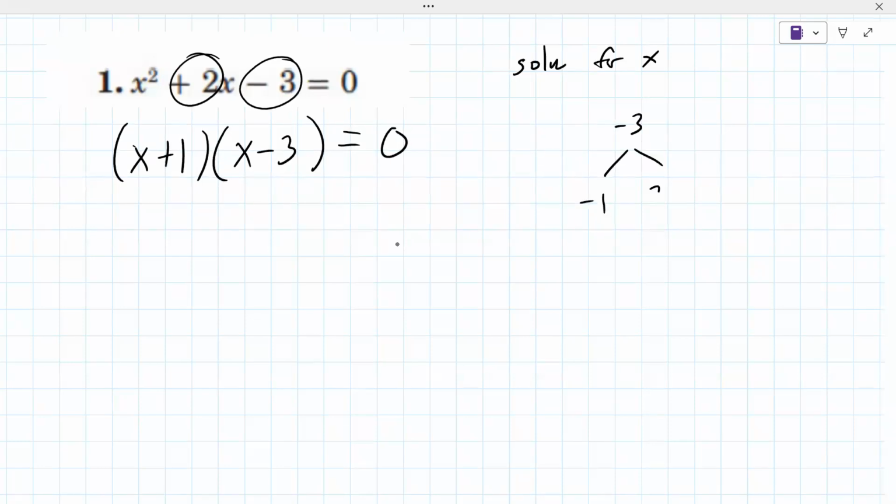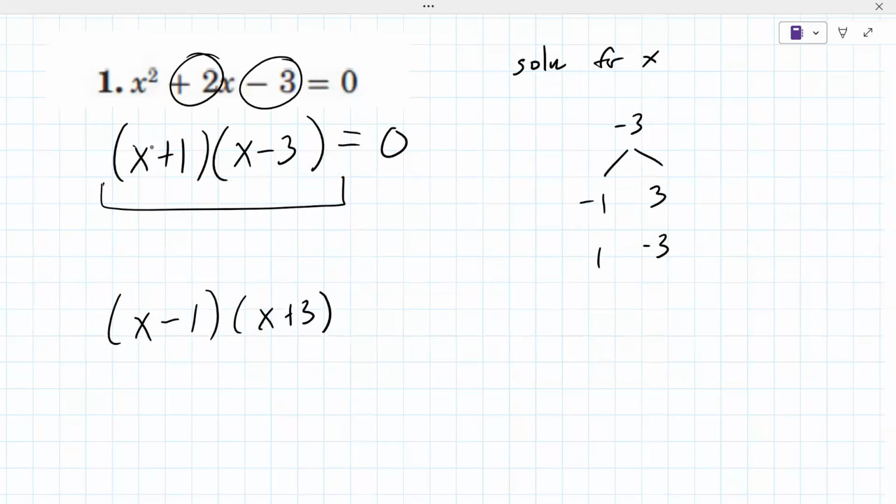So the only possibilities here are these two. Which of these add up to +2? It would be +3 and -1. So again, how should this change here? X-1 and x+3. Okay, much better.